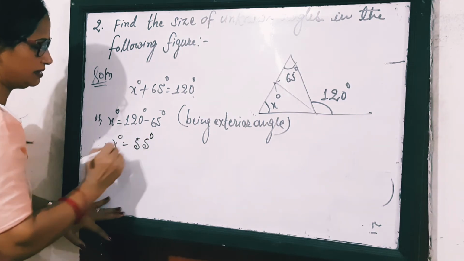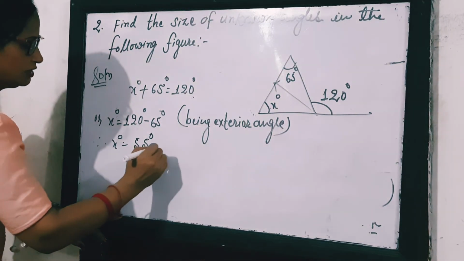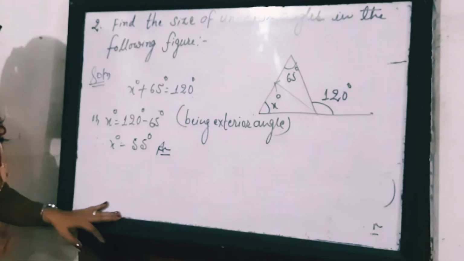55 degree. Okay. So what is the value of x? Therefore x is equal to 55. So easy it is, yes, very easy.